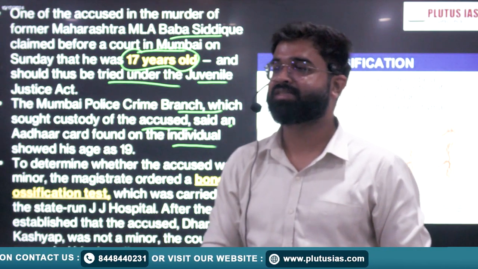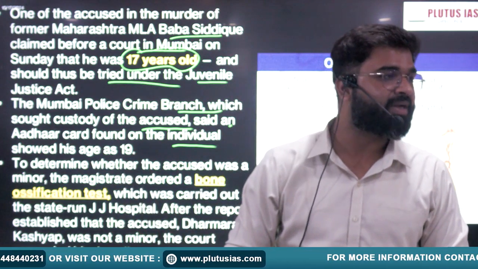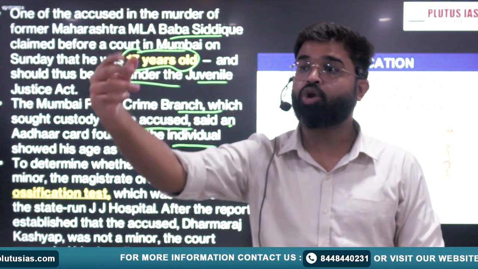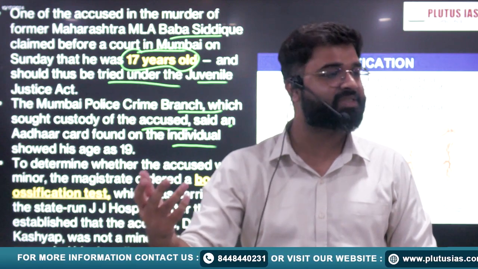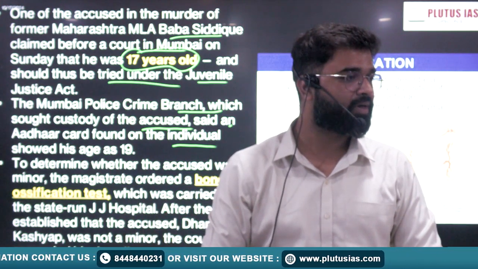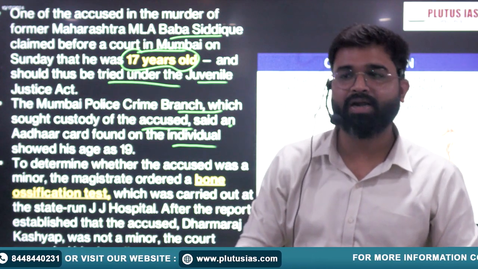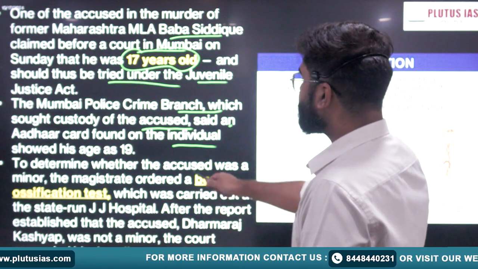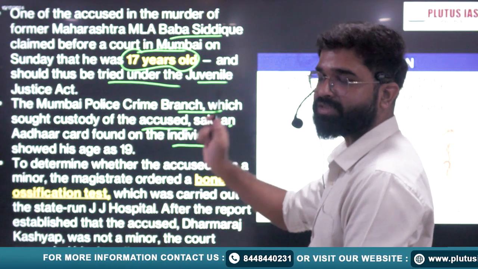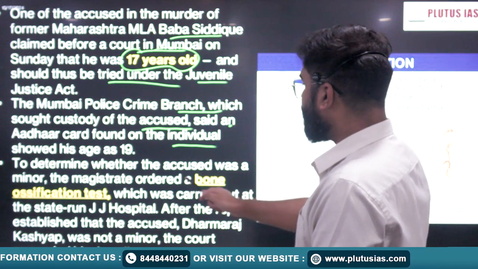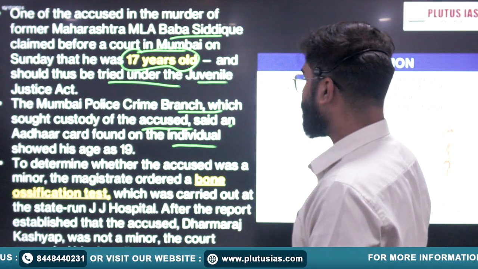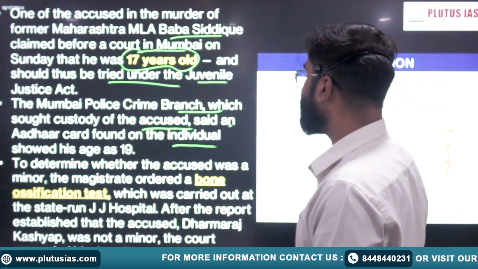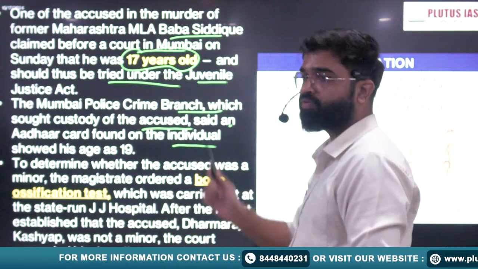Why Juvenile Justice Act? Because under this particular act, punishment will not be that severe. And he will not be sent into the normal prison where most of the criminals are sent. He will be sent to child prison, you can call it child welfare homes. Okay, to determine whether the accused was a minor, the magistrate ordered a bone ossification test, which was carried out in the state run JJ hospital. After the report established that the accused Dharmaraj Kashyap was not a minor, the court remanded him in police custody until October 21.